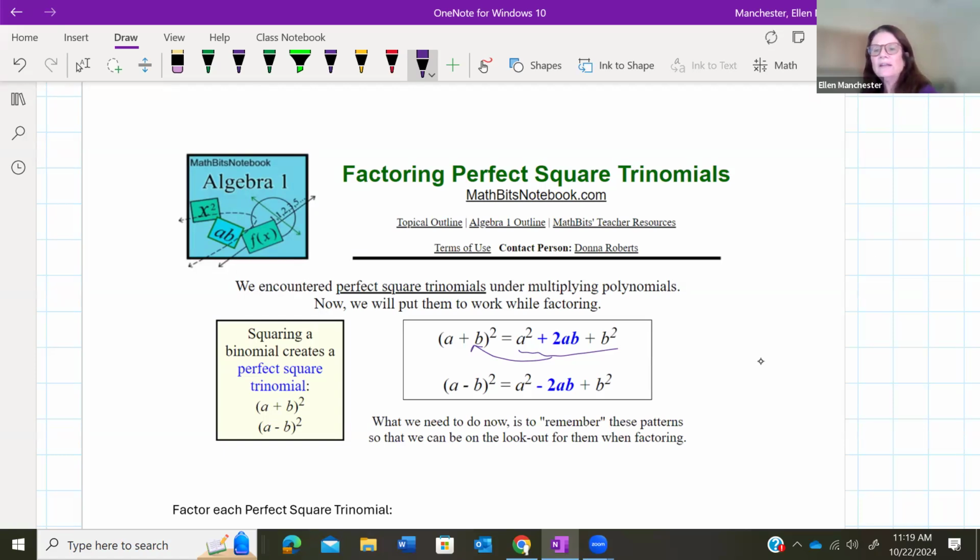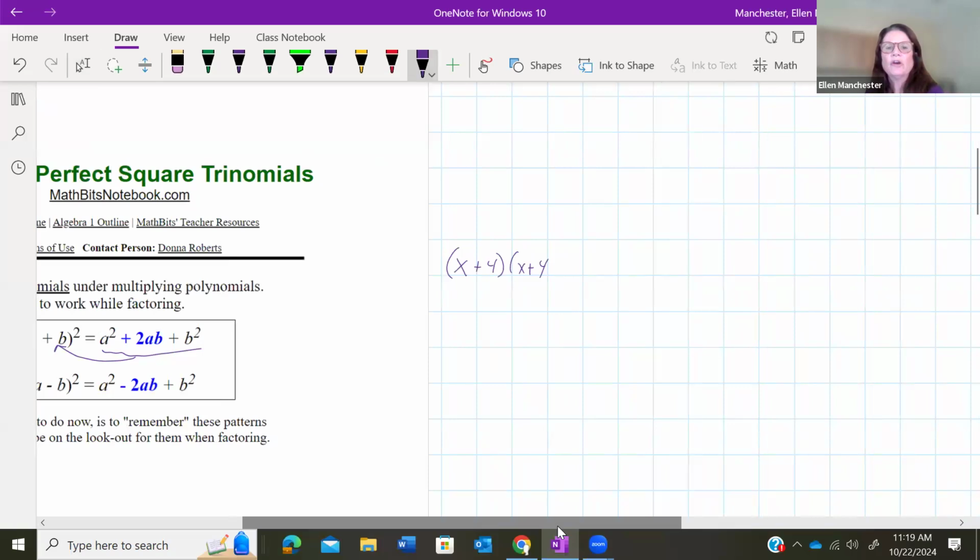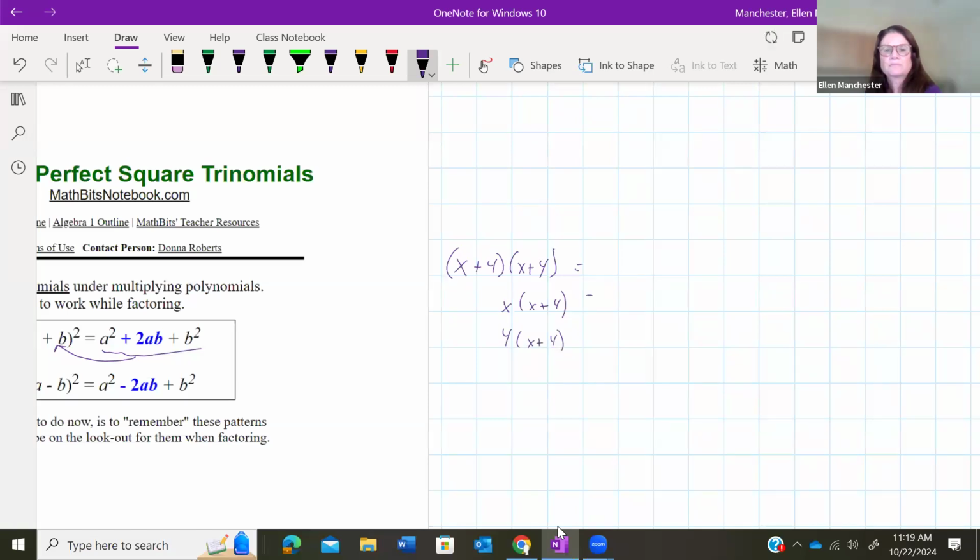So here's why. Let's say I have x plus 4 times x plus 4. Okay, so this is our 2 binomials. We're multiplying them together. So I'm going to do x times x plus 4 and then 4 times x plus 4. So I get x squared plus 4x, and then I get 4x plus 16. Okay, so when I add these together, do you see I have 2 of these? So I end up with x squared plus 8x plus 16.